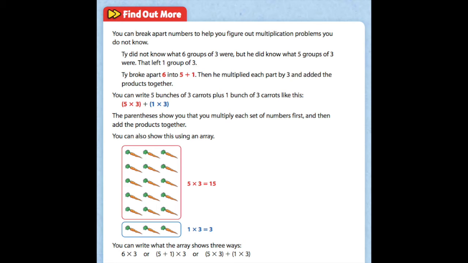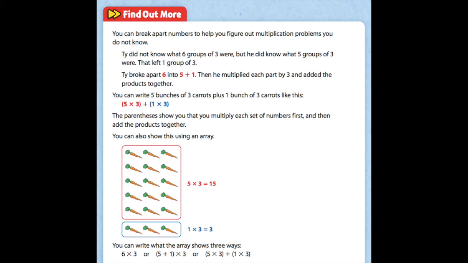So in the first group, the red group, we have 5 rows of 3 carrots. 5 times 3 equals 15. And then we have that last row of 3 carrots. 1 row of 3 carrots is 3.